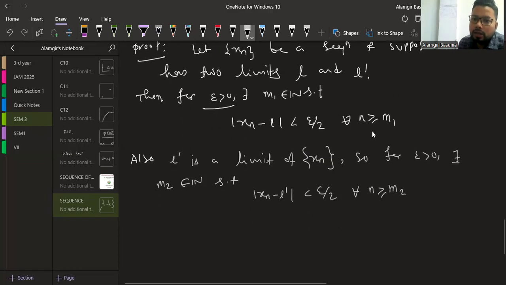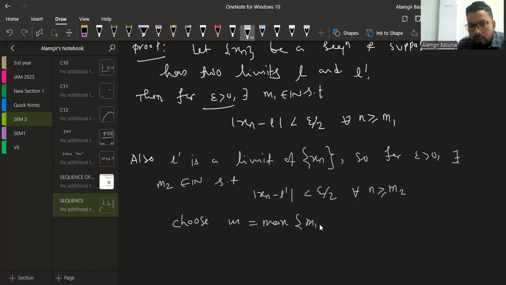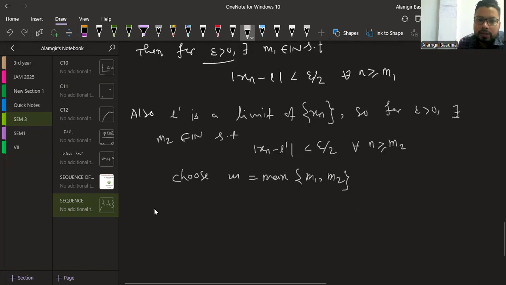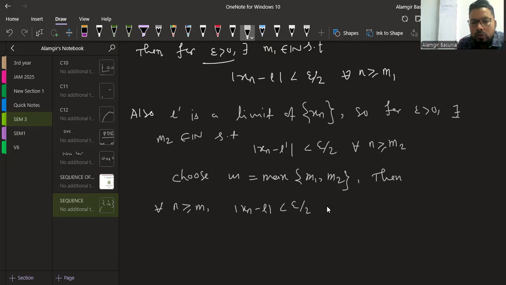Now, if we take the maximum of this m1 and m2, we choose m as maximum of m1 comma m2, then we can say both the conditions hold. For all n greater than or equal to m, mod of xn minus L is less than epsilon by 2, and mod of xn minus L prime is less than epsilon by 2. Both hold.